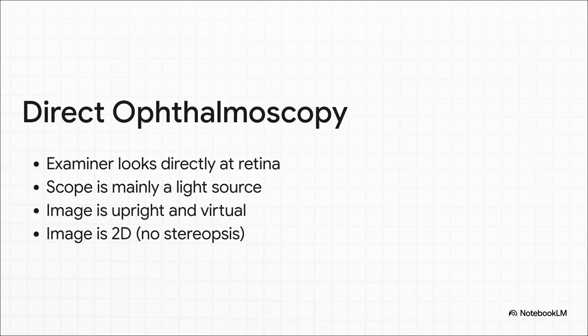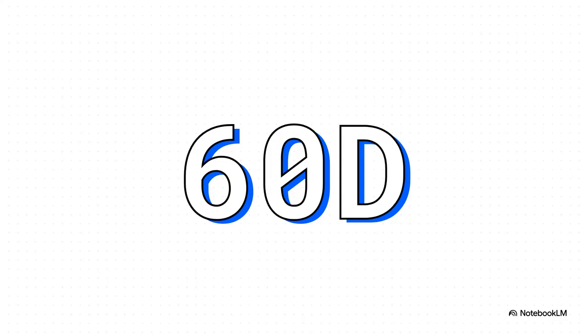But here's the catch. The image is purely two-dimensional. Because you don't have stereopsis, direct ophthalmoscopy is a notoriously poor tool for appreciating things like subtle macular edema or really evaluating the cupping of the optic disc. So where does all this magnification actually come from? Well, it comes from the patient's own eye.